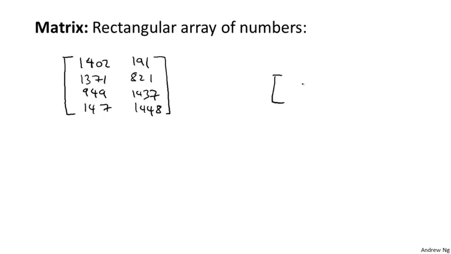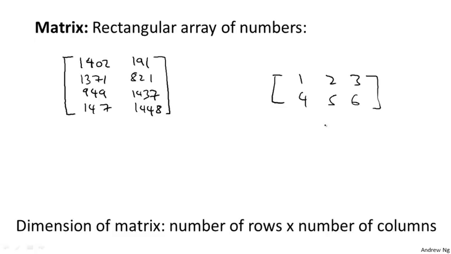And here's another example of a matrix. I'm just going to write 1, 2, 3, 4, 5, 6. So a matrix is just another way of saying a 2D, or two-dimensional, array. The other piece of terminology we need is that the dimension of a matrix is written as the number of rows times the number of columns in the matrix.